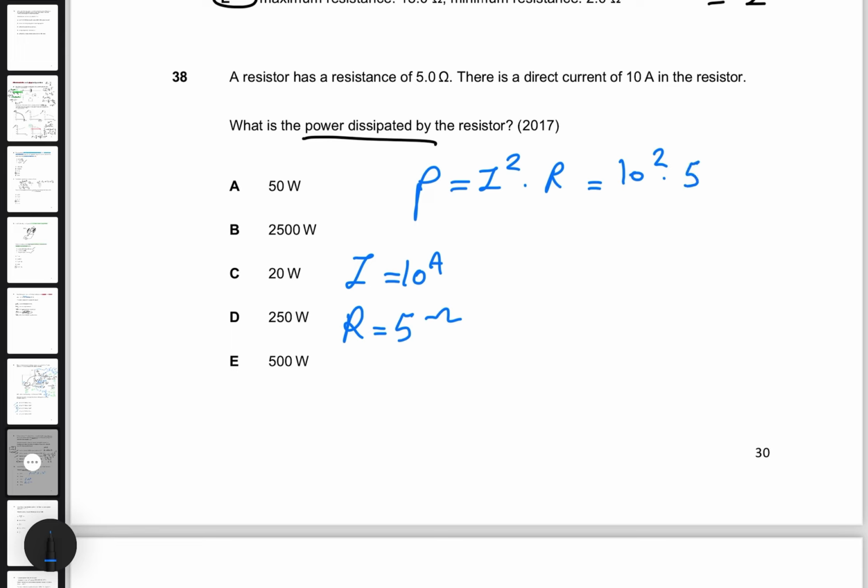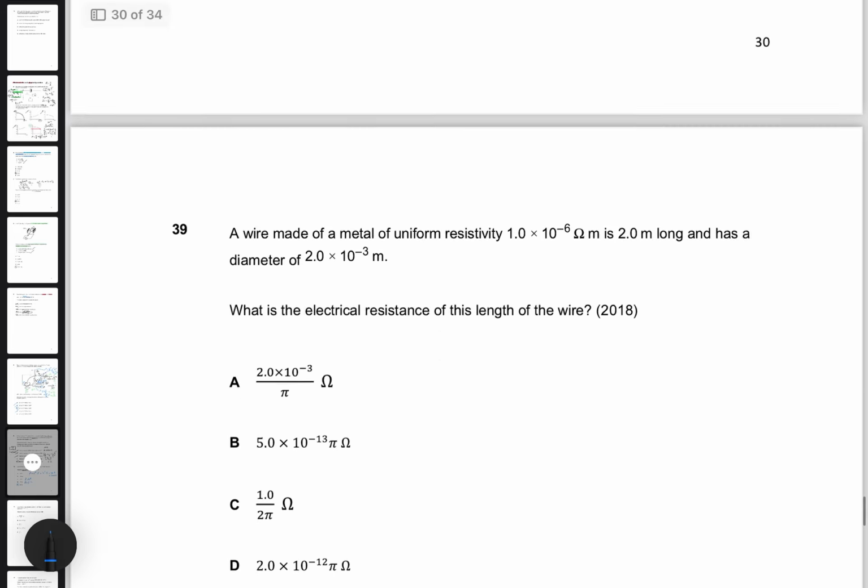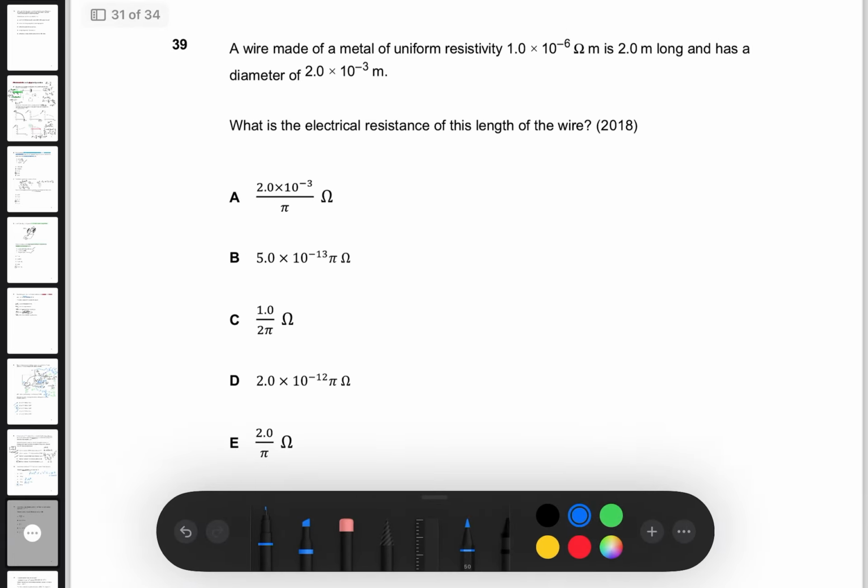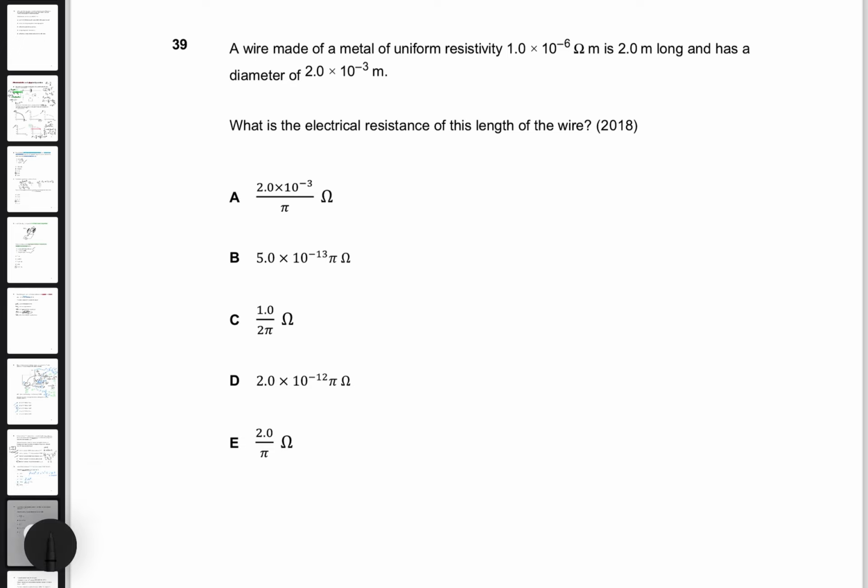So it's going to be 10 to the power of 2 multiplied by the resistance, which is 5. So we're going to get 100 multiplied by 5. And that's going to give us 500 watts, which means choice E is the correct answer. Let's take a look at question number 39.